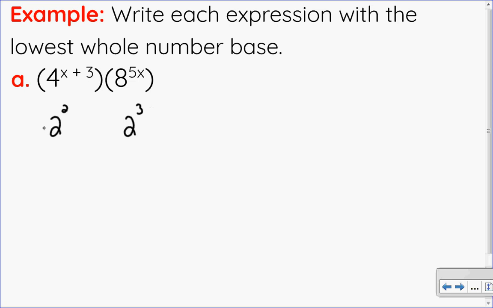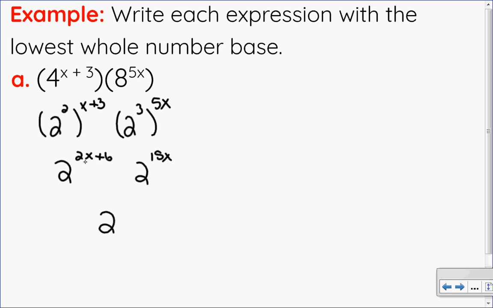But since 4 was raised to the x plus 3, I will take 2 squared to the x plus 3. Since 8 was raised to the 5x, I will take 2 cubed and raise it to the 5x. So here I have 2 to the 2 times x, 2 times 3, and 2 to the 3 times 5x. So now I have the product law: I keep my base the same and add my exponents. 2x plus 15x is 17x, and then plus 6.